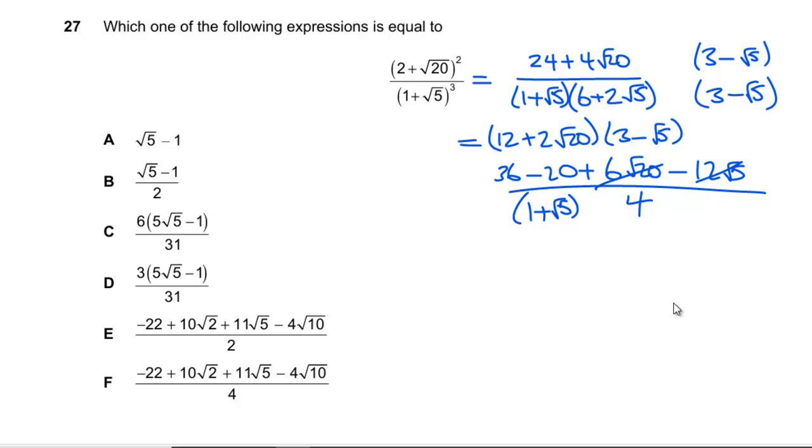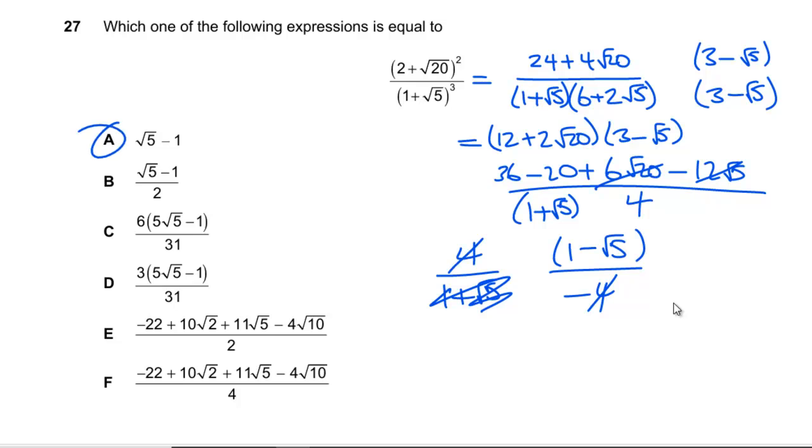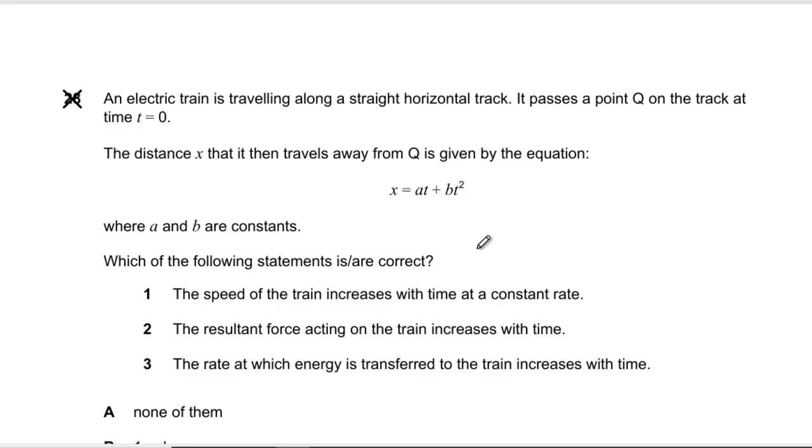So I've got a 16 on top, and I've got that 4. So I've got a 4 over 1 plus root 5. So 1 minus root 5 on the top, which is going to give me a minus 4 on the bottom. So that goes, and I get root 5 minus 1, which is yet another A. I mean, we've had like 4 or 5 A's already in 7 questions.